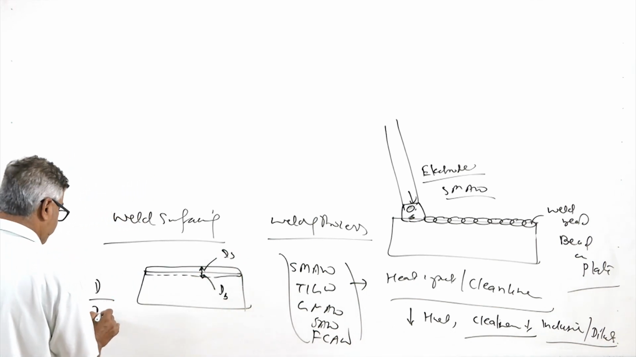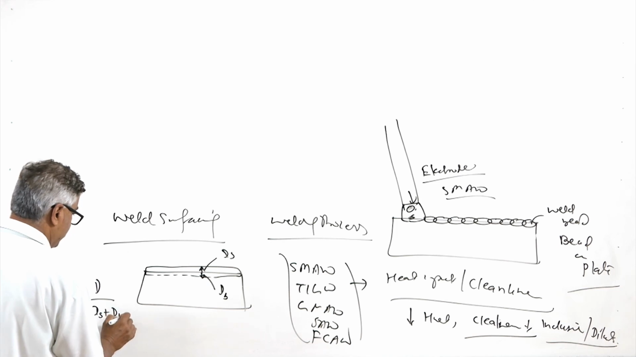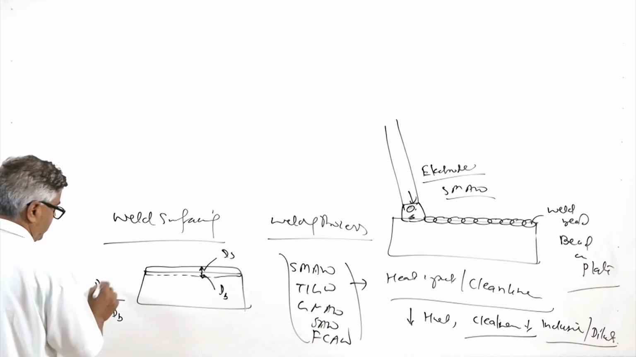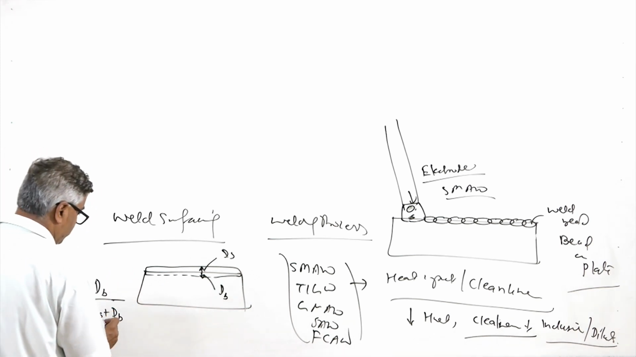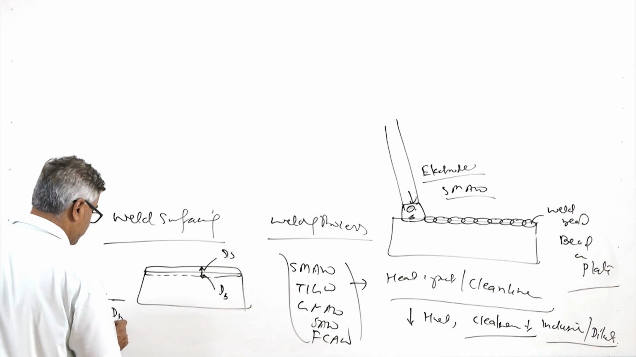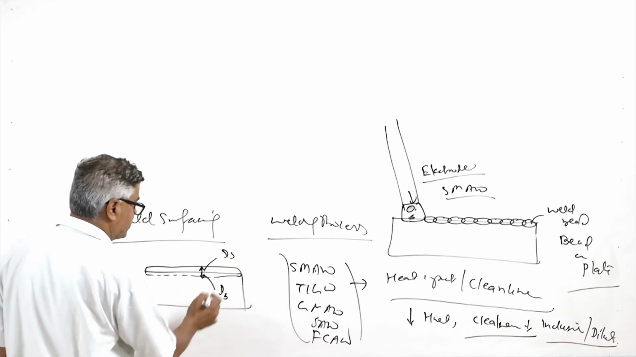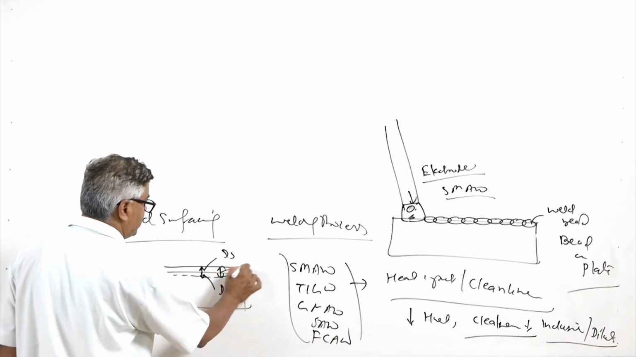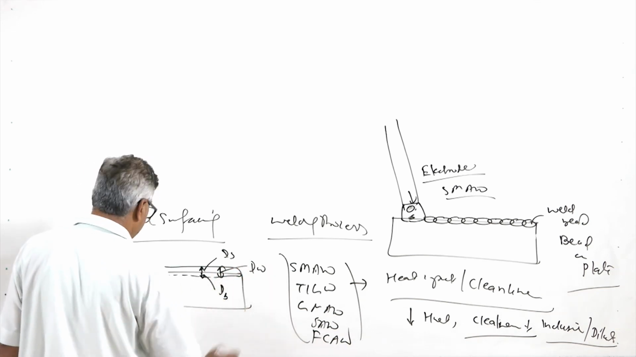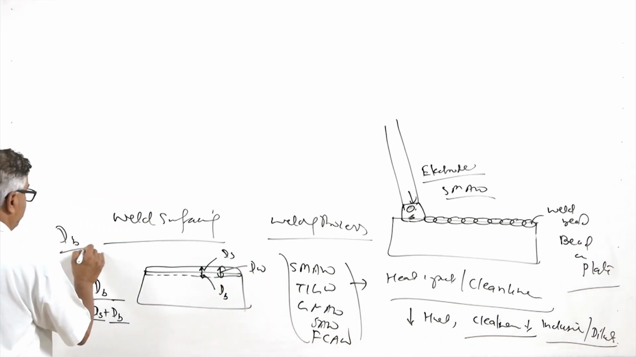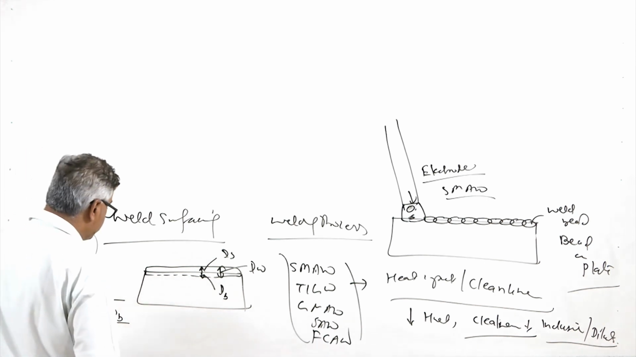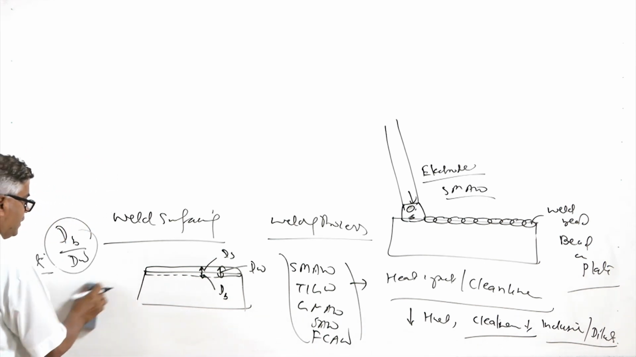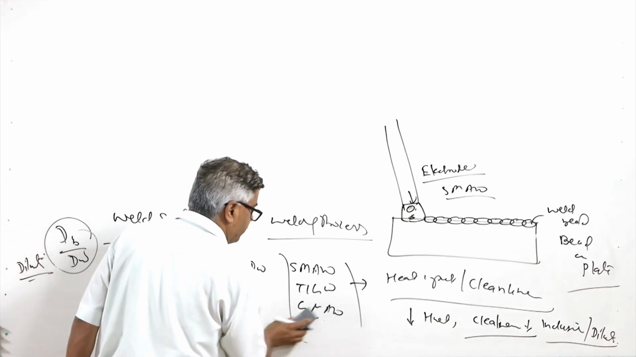So, ds plus dB. dB, the depth of the base metal which has melted, is divided by the depth up to which surfacing has been deposited over the base metal. This total depth is the weld surfacing, which we can also call dW. So, dB divided by dW is used for determining the dilution level. Dilution means the mixing of the base metal with the material which is being deposited.